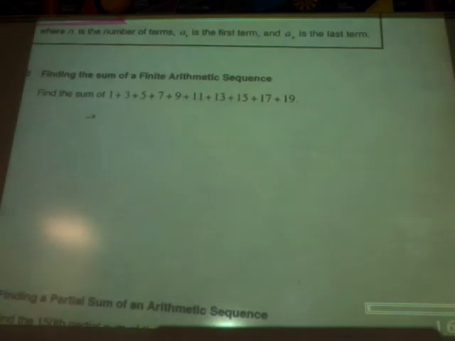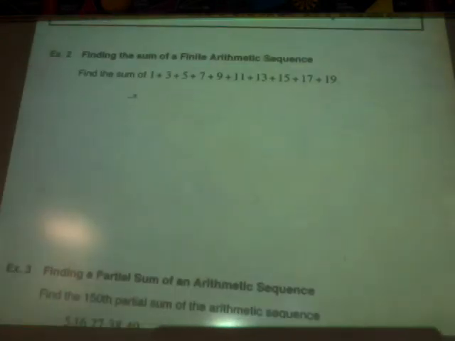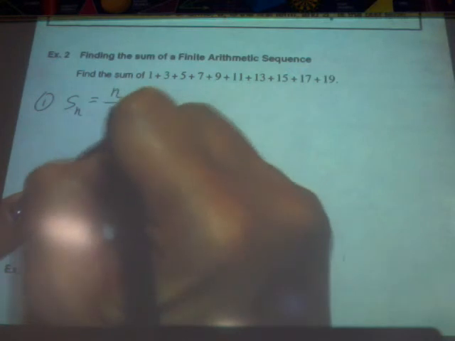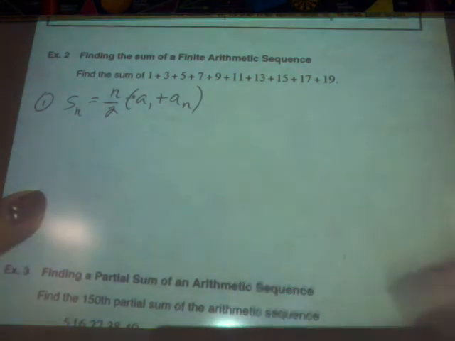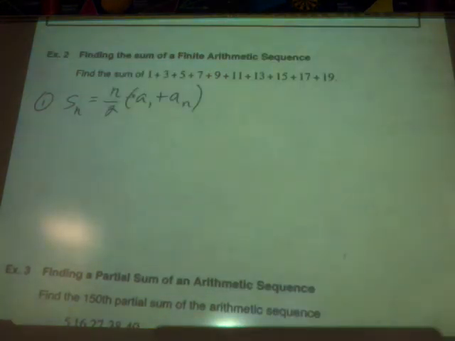So example 2. So we're going to start off step 1 with our formula. The more times you write that formula, you're more likely to do what? You're more likely to remember it. So if I were doing your homework, I'd be writing it down each and every time. It'll imprint itself in your brain. So what is n?